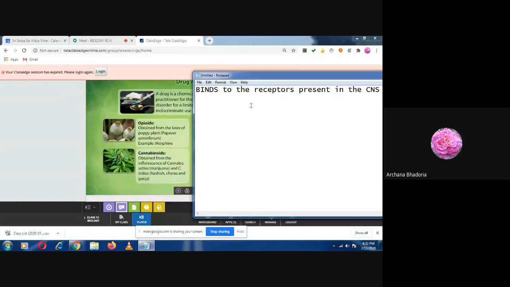And these receptors we also find in the gastrointestinal tract.